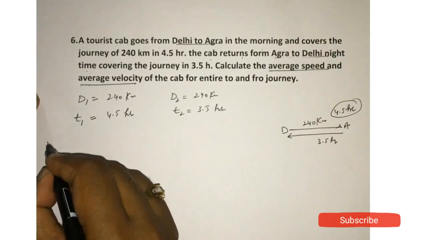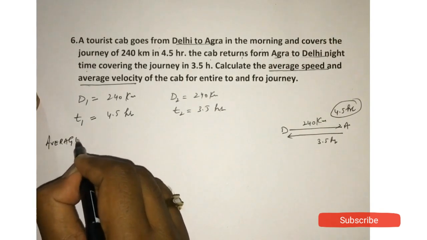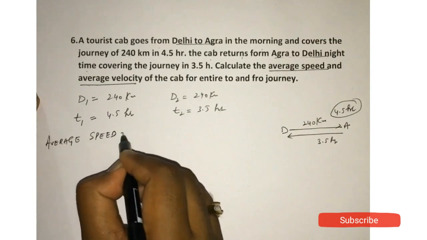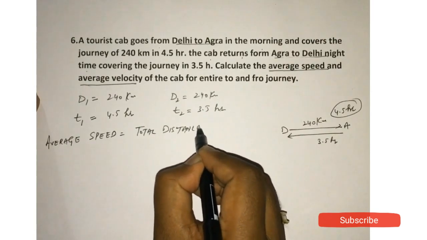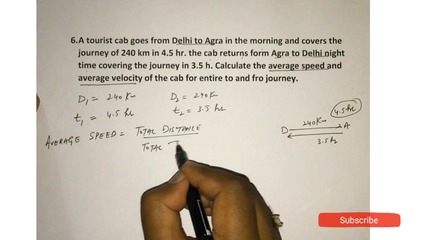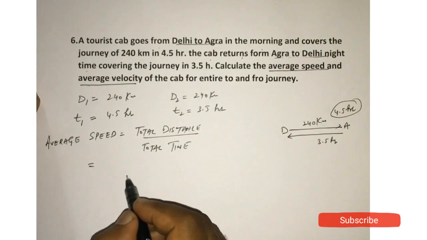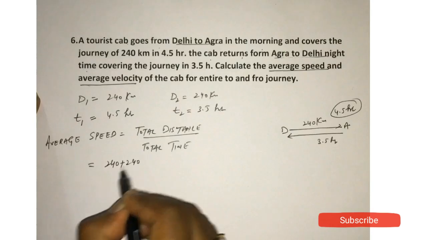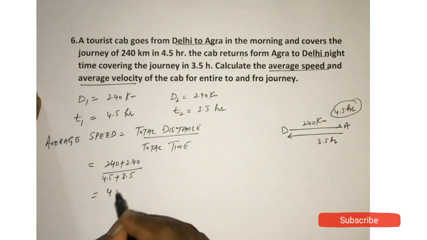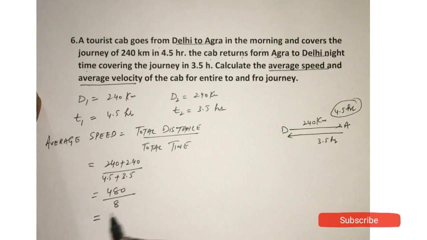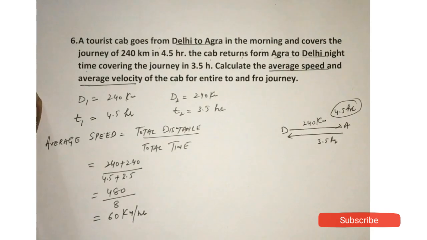We know that average speed is equal to total distance upon total time. So the total distance is 240 plus 240, upon total time 4.5 plus 3.5. It becomes 480 upon 8, which is 60 kilometers per hour. Fine. So the average speed becomes 60 kilometers per hour.